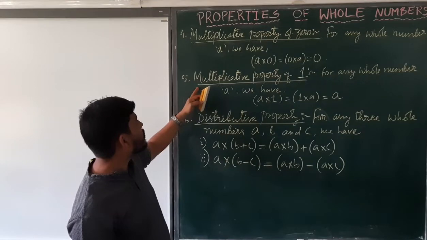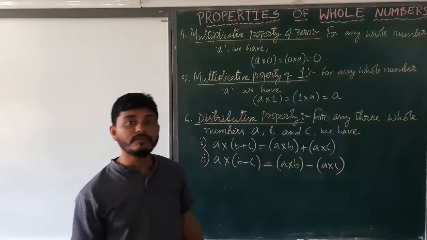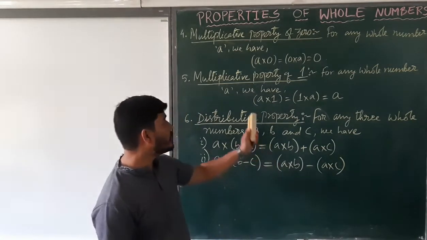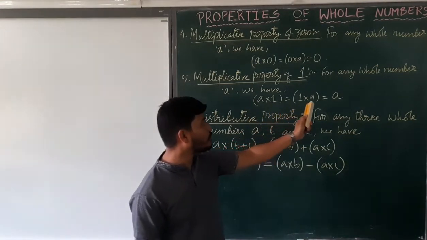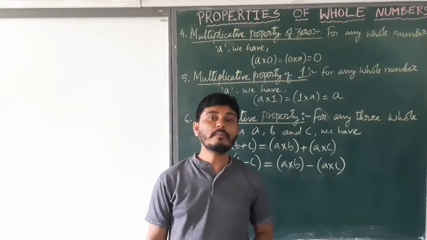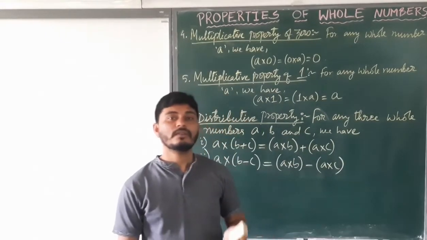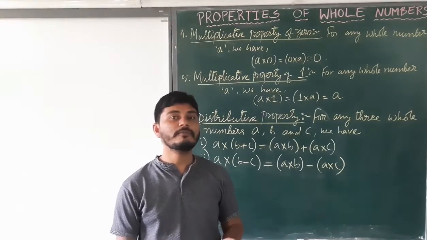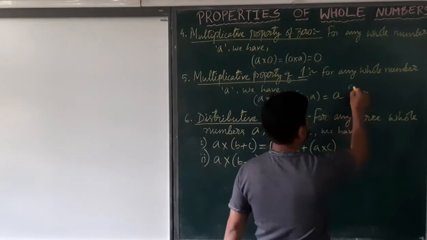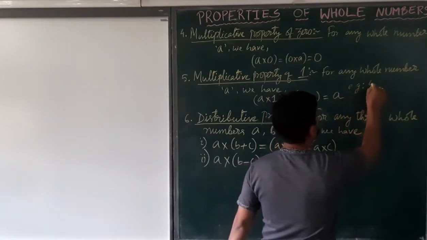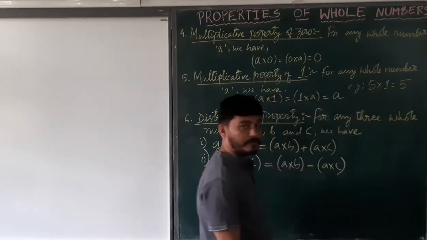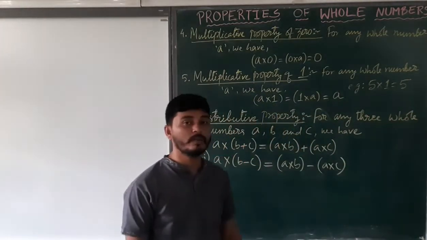The next property is multiplicative property of 1. For any whole number a, we have a into 1 equals to 1 into a equals to a. That means a whole number multiplied with 1 will give back the whole number again. For example, 5 multiplied with 1 will give back 5. This is what the multiplicative property of 1 is.